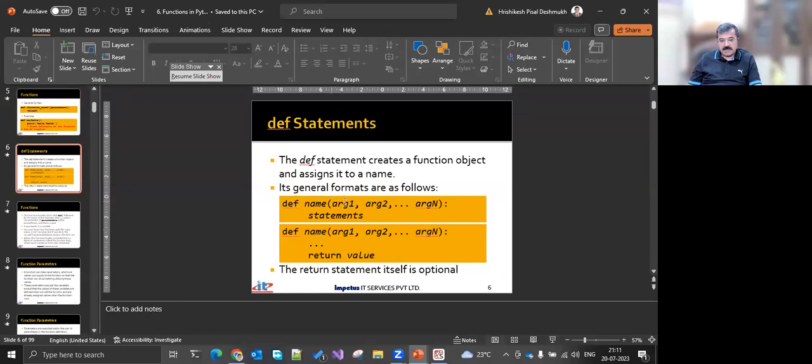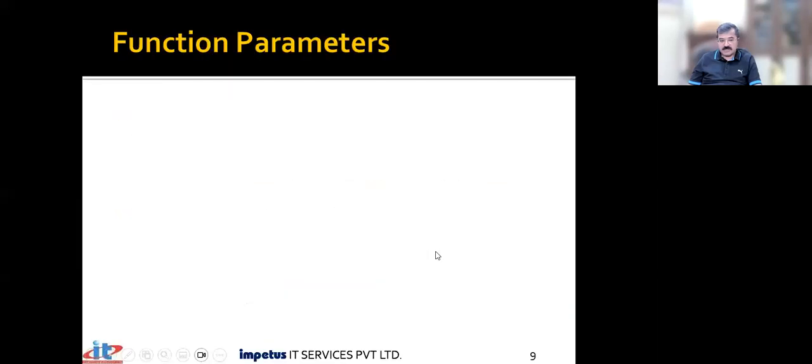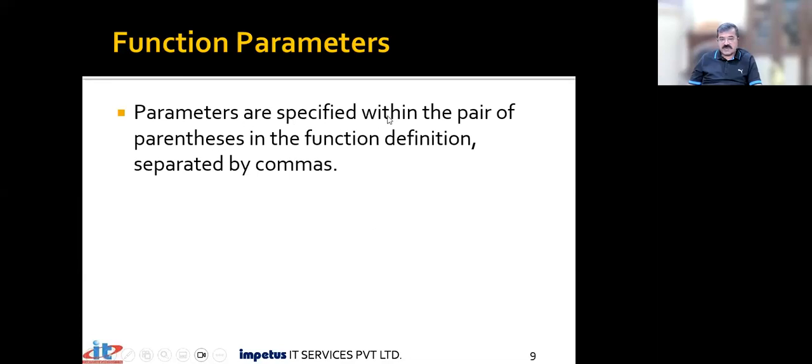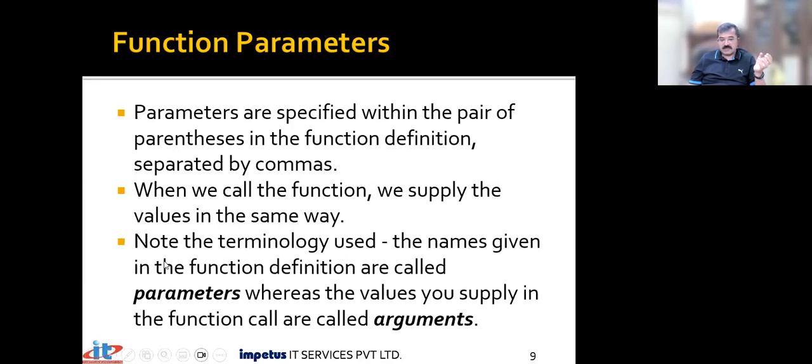So these argument 1, argument 2, argument 3 are my parameters, and what you are passing are your arguments. So there is a difference between the terms argument and parameters. Parameters are specified within the pair of parentheses in the function definition, separated by comma. So the creator of the function specifies, okay, if you supply me some data, say addition of two numbers, then the first value I'll receive in number 1, the second value I'll receive in number 2. Those are parameters. And when you give a call to the function, what we supply is arguments.